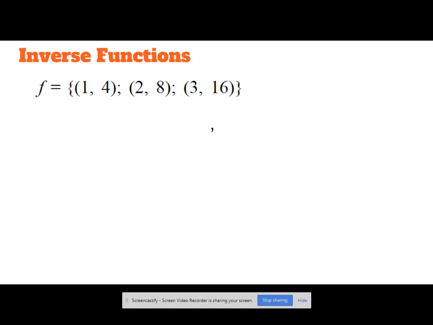All right, in this section, we're looking at inverse functions. So let's say we have this function f, where when 1 goes in, 4 comes out, 2 goes in, 8 comes out, 3 goes in, 16 comes out. I'm not sure exactly how that's working, but it's our function, is what we're given.